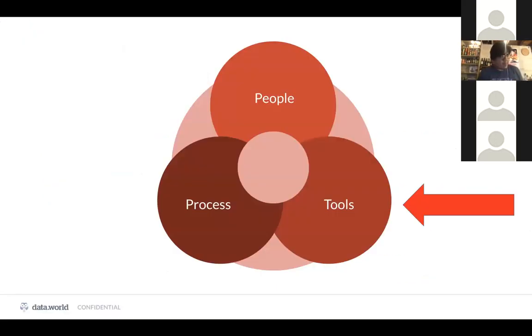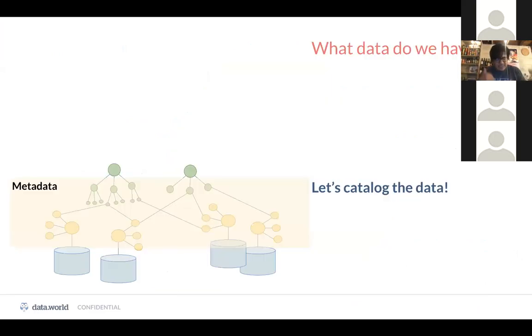So to wrap up a little bit, let's talk about the tools. I don't want to do a pitch here about what we do at Data.World, but I want to give you an idea of the journey that we want to go through. First of all, within the enterprise, people don't know what data they have, and they want to catalog the data and understand what data they have. This is where all the metadata management occurs.